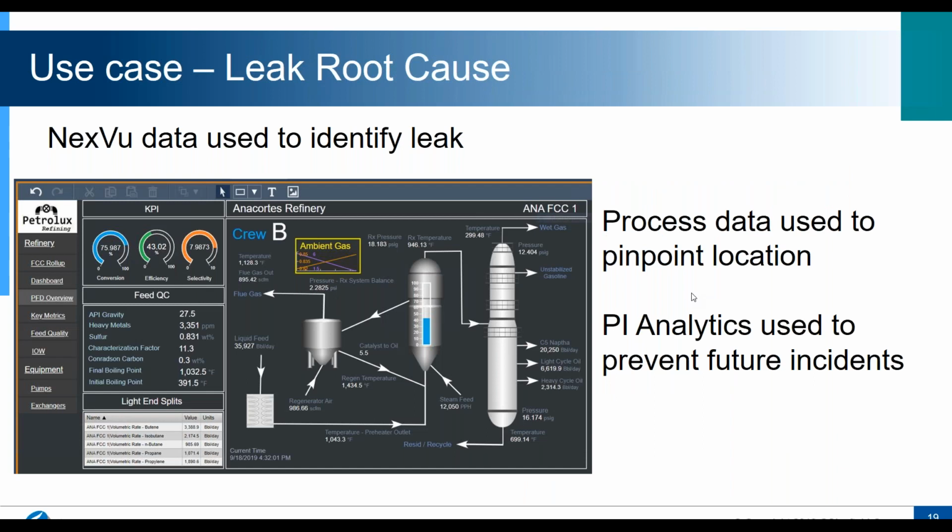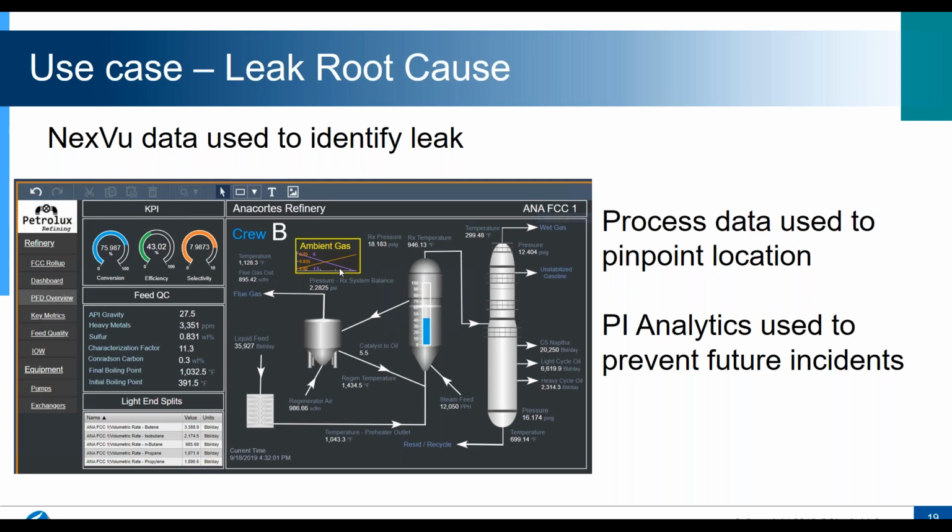A next use case might be to help identify that there is a leak, the location, and what to do about it, and perhaps what caused it. So we're looking at a process diagram that's coming from the DCS, and we've got a little trend here that might represent the ambient gas coming from an Aegex NexVu sensor. And we might see the orange line of ambient gas concentration rising in relation to a process value, which could be a pressure in a vessel or a pipe falling.